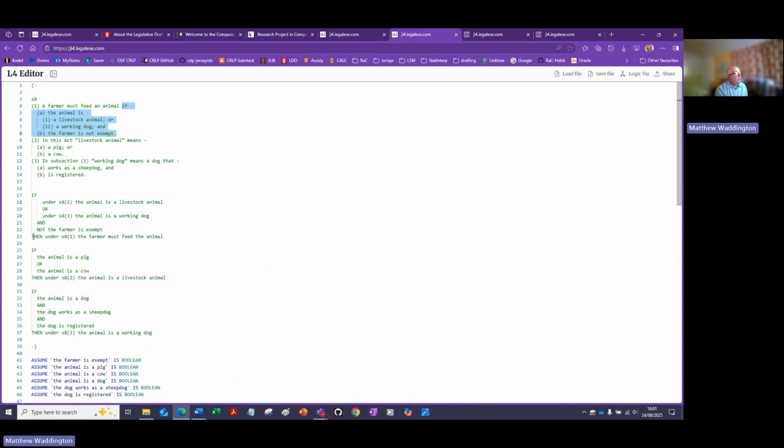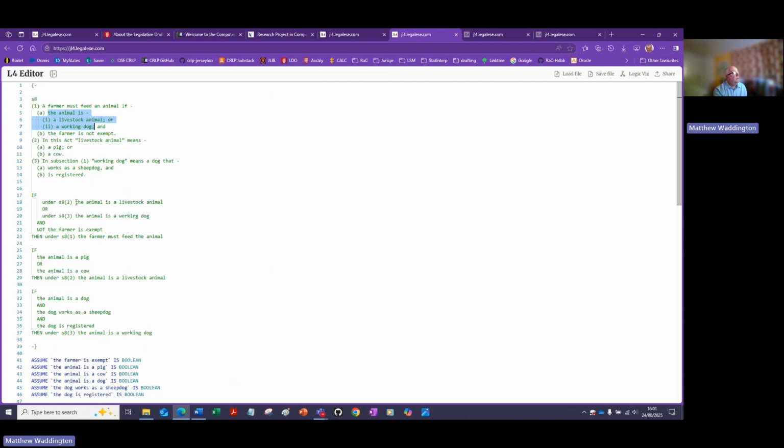So you're identifying if all these conditions are met, then the farmer must feed the animal. So you're recasting that as if-then, but for each condition and for the effect, you're making sure they're expressed as a whole sentence. So the animal is a livestock animal. As a drafter, and most lawyers know, when you read this, the animal is a livestock animal or a working dog, that's equivalent to the animal is a livestock animal or the animal is a working dog. Well, that's what we've got here.